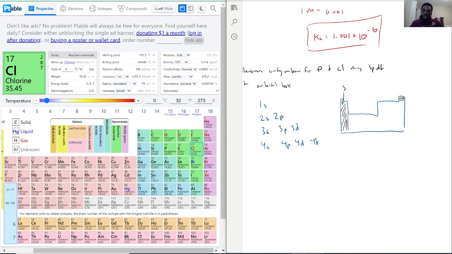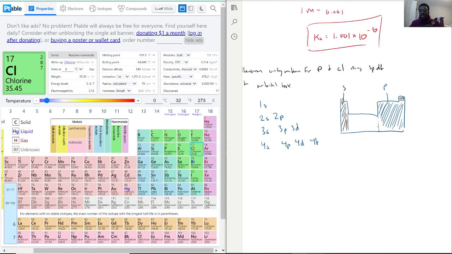The p orbital is going to be right here from like columns 13 through 18, not including helium. And as you can see here, when you count, we have 6 electrons there, so it's going to be a total of 3 orbitals, because 2 electrons per orbital. So the s orbital only has 1 and the p orbital has 3, and because each of them can fit 2 electrons, we know 2 electrons are in s and 6 are in p.